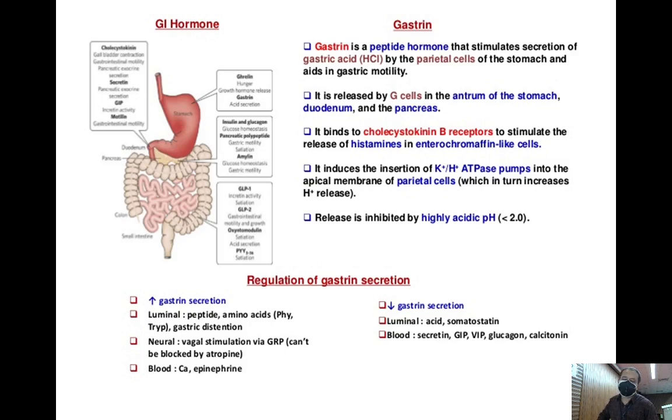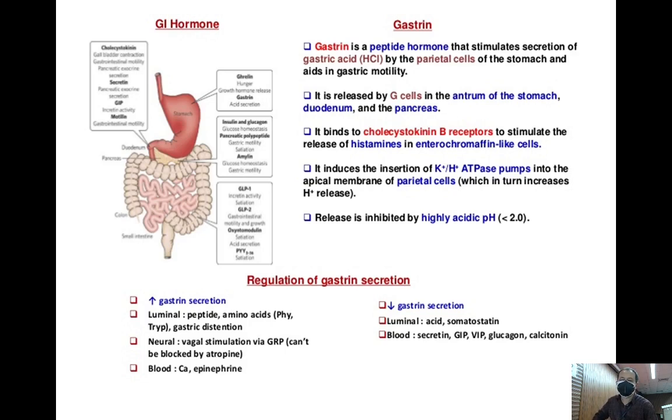But the function of gastrin is not restricted to secretion alone, it also helps in motility of the stomach. Not only the stomach, but even the duodenum, the small intestine and the large intestine. Their motilities can also be controlled by gastrin. So motility is one function, secretion is another function, but then gastrin has other functions also.